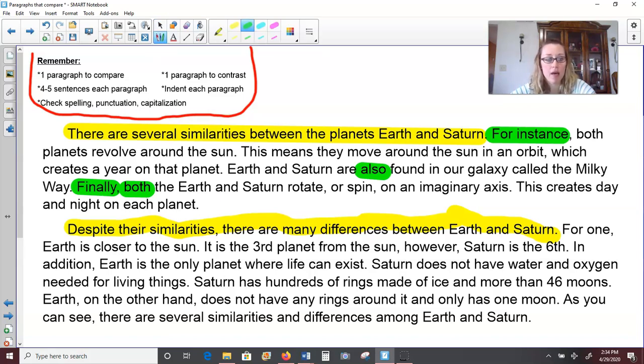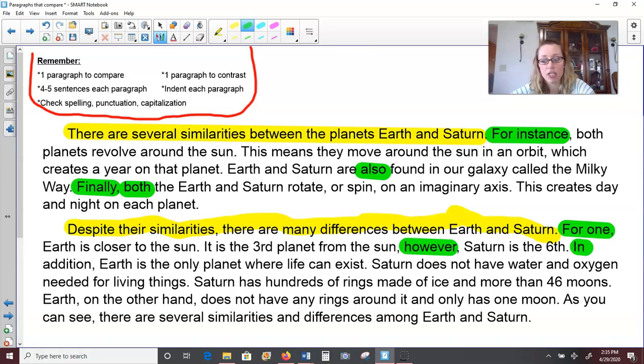And then I used a couple other transitional words. For one, that's another way of saying, for example, Earth is closer to the sun. It is the third planet from the sun. However, Saturn is the sixth. However is one of those words that tells you you're giving a difference between two things. So I explained one difference. Earth is closer to the sun, and I elaborated a little bit by saying that it's the third planet from the sun and that Saturn is the sixth planet. So I gave a little extra detail.